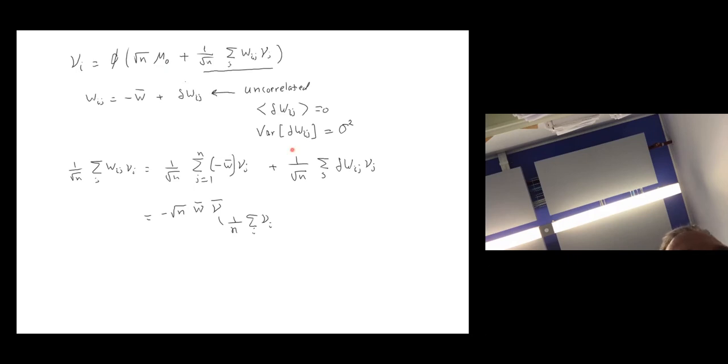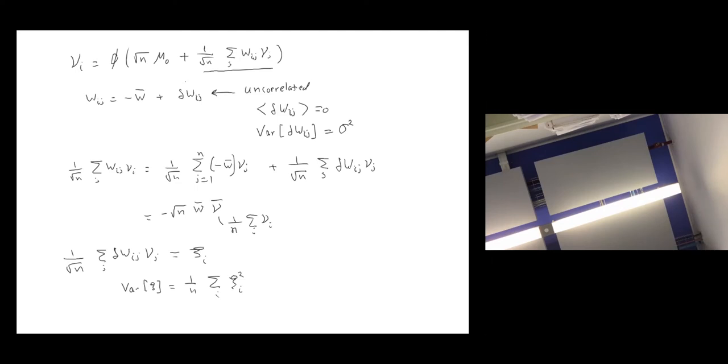So the second term is zero mean, but it's got a non-zero variance with respect to the index i. So for every i, we're going to get a different number. And we want to know the variance of this thing. So what we're going to say is, 1 over root n, the sum on j of delta W_ij nu_j, we're going to call this squiggle i. Squiggle i is a zero mean random variable, but every time we put in a different i, we're going to get a different number. So we're going to compute the variance of squiggle as 1 over n, the sum on i of squiggle i squared.